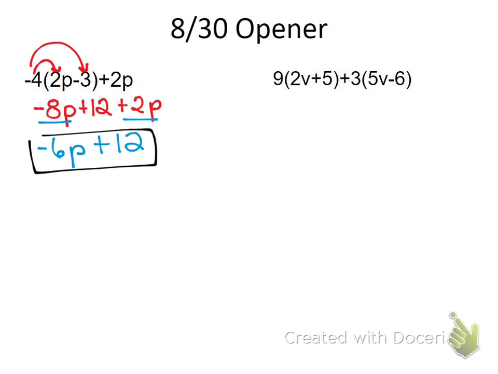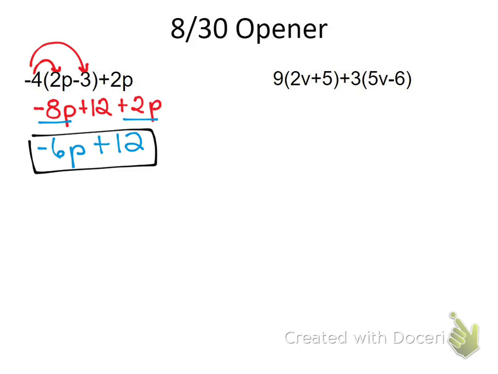So again, 3 points here, you guys: distributing, combining like terms, and having the final answer. Okay? All right. Anybody want to try the next one?